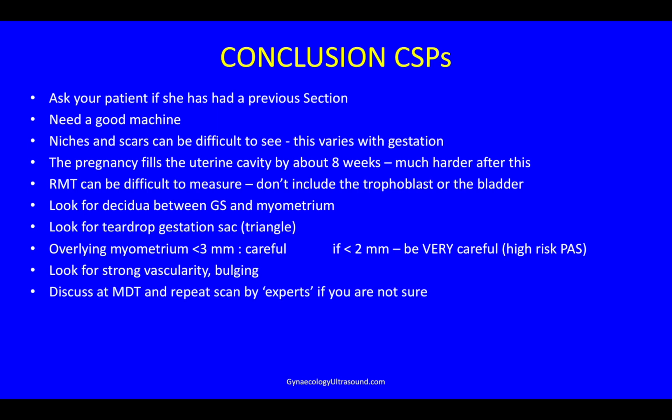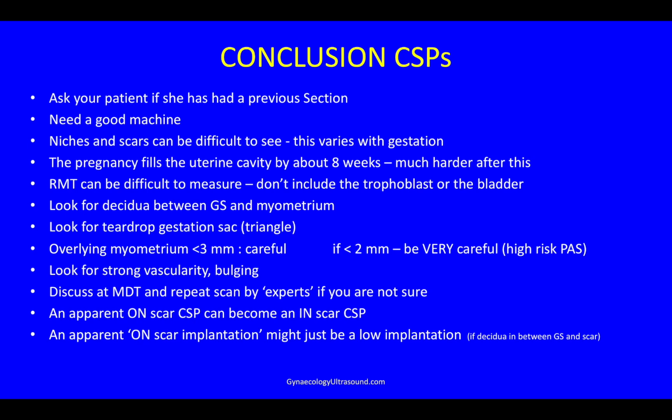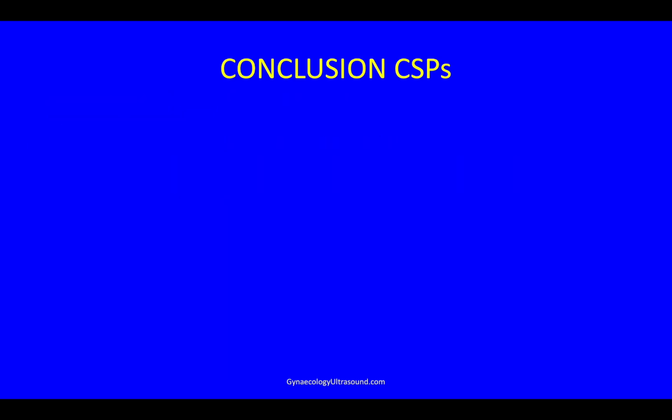Look for strong colour and for bulging, and get the scan repeated by experts if you're not sure what's going on. Remember that an apparent on-scar placentation can become an in-scar pregnancy. You need to scan at about 8 weeks to tell the difference. But an on-scar implantation might just be a low normal implantation if you can see some decidua. And it probably isn't one single entity, this scar pregnancy, but more of a spectrum.